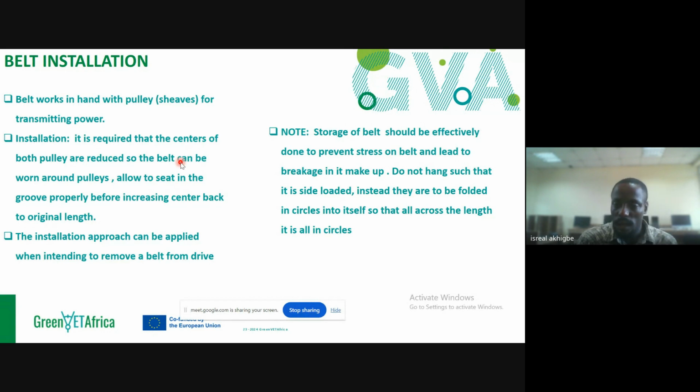Note, storage of belts should be done effectively to prevent stress on the belt and not lead to breakage in its makeup. Do not hang them such that they are side loaded. Instead, they are to be folded into circles so that all across the length it is all in circles. Now, in this case, I would advise that you also check that resource.